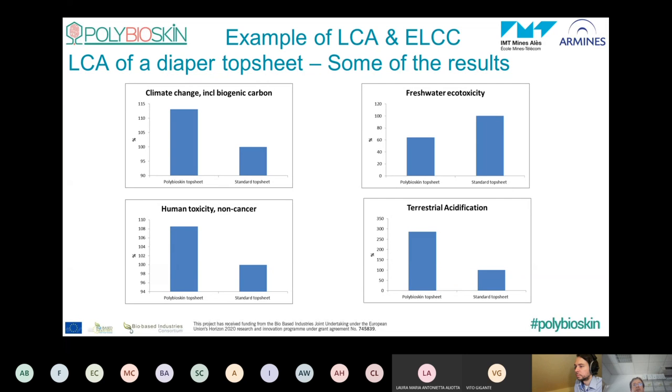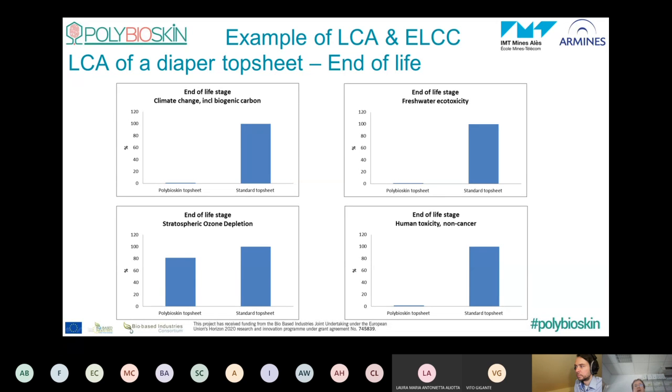You can notice that for climate change, the POLYBIOSKIN top sheet is less interesting than the standard top sheet. It is the same for human toxicity. Concerning terrestrial acidification, the POLYBIOSKIN top sheet is also less interesting. What you have in percentage are the impacts. Conversely, for freshwater ecotoxicity, the standard top sheet is less interesting. But if we focus only on the end of life, due to the composting, for climate change, stratospheric ozone depletion, freshwater ecotoxicity, and human toxicity, clearly the POLYBIOSKIN top sheet is more interesting.